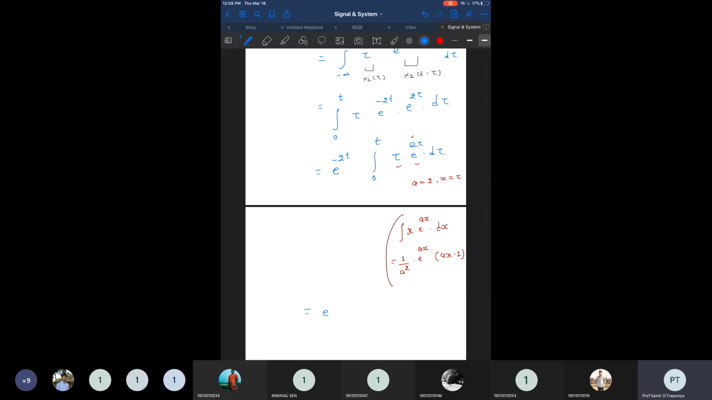So as per this formula, we can write 0 to t, and this one, tau into e raised to 2 tau, we can integrate like this. So we have a common formula, 1 by a square into e raised to ax into ax minus 1. So a is equal to 2, so we can say it's 2 square multiplied with e raised to ax. A is 2 and x is tau, so e raised to 2 tau, ax again, ax is again 2 tau, minus 1. So this is the simplest way how we can solve this one.